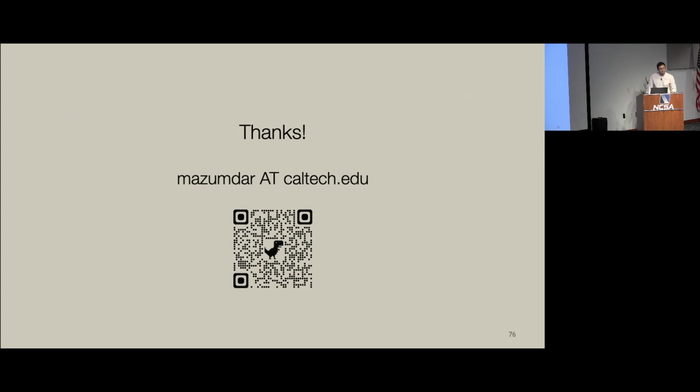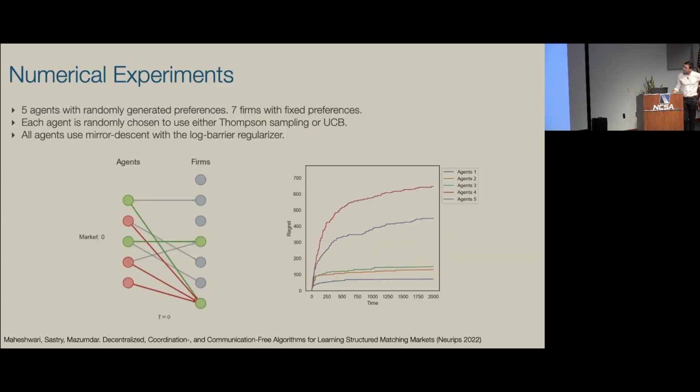Yeah, building on the earlier question, at least in the numerical experiments, how often did you generate an alpha reducible market? Oh, here? Because we fixed the firms' preferences, we always had it. Okay, yeah, never mind. Yeah, the firms always had the same.